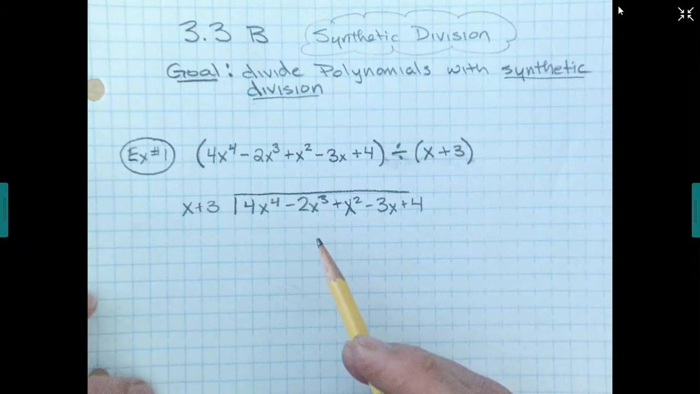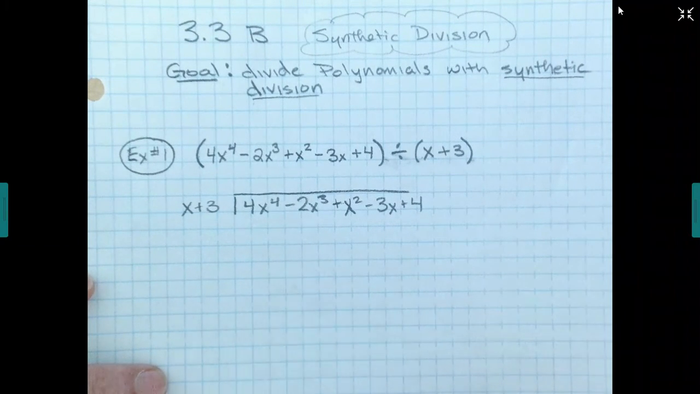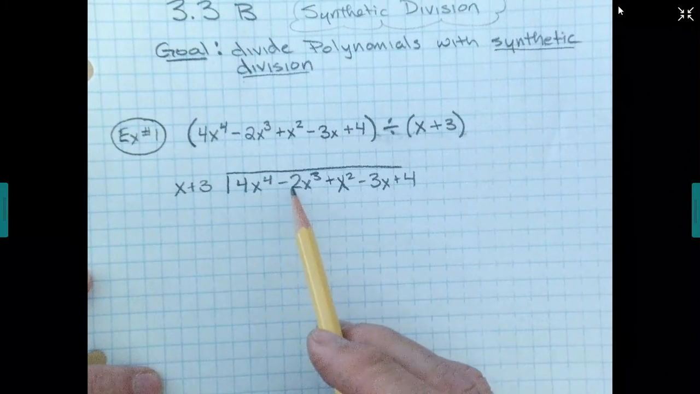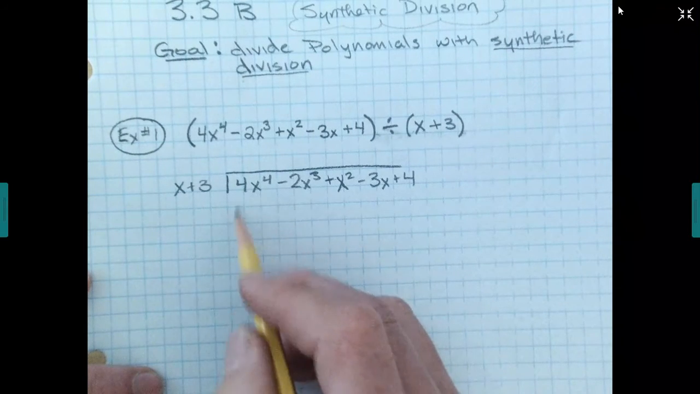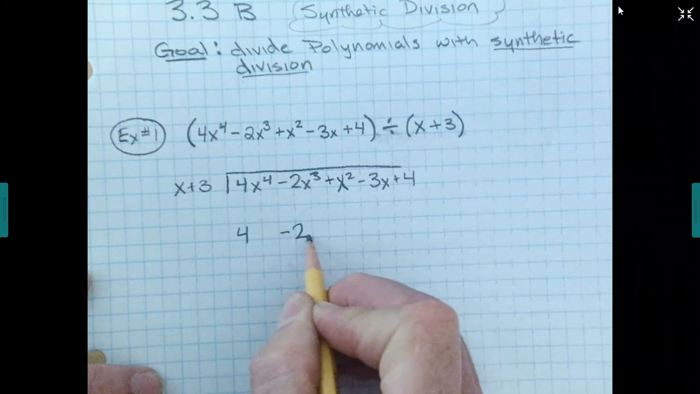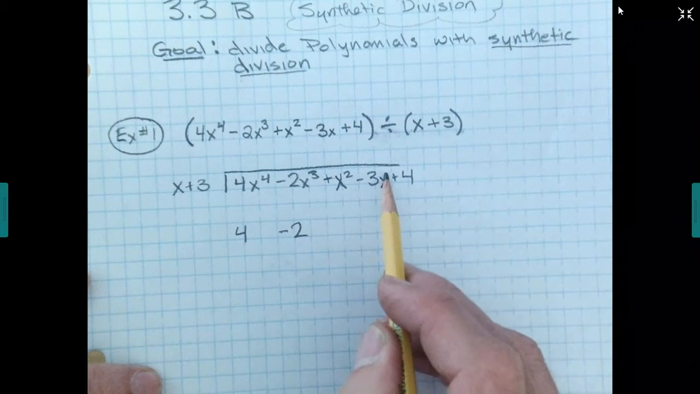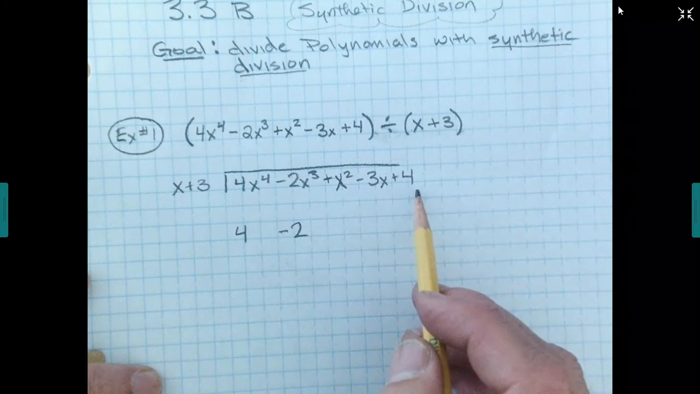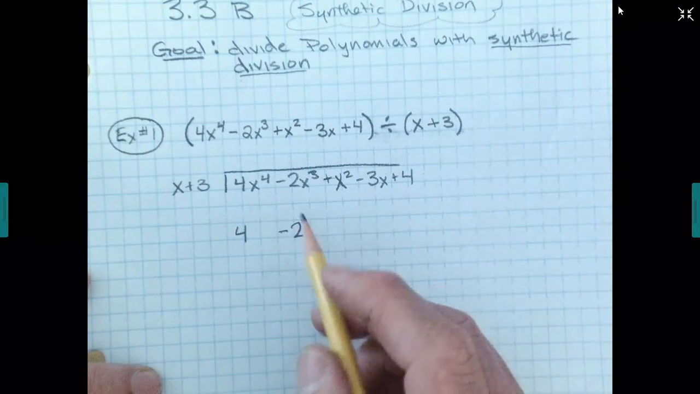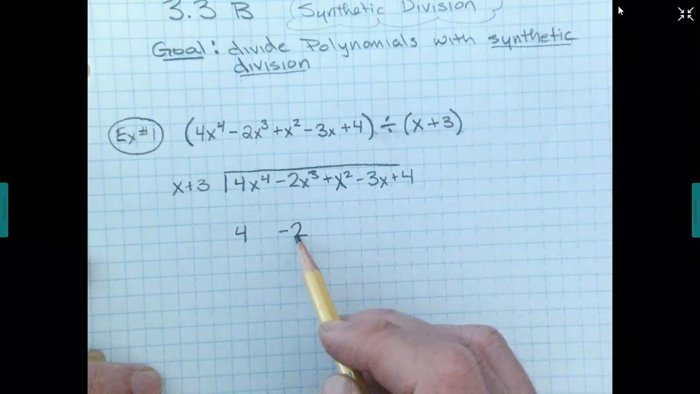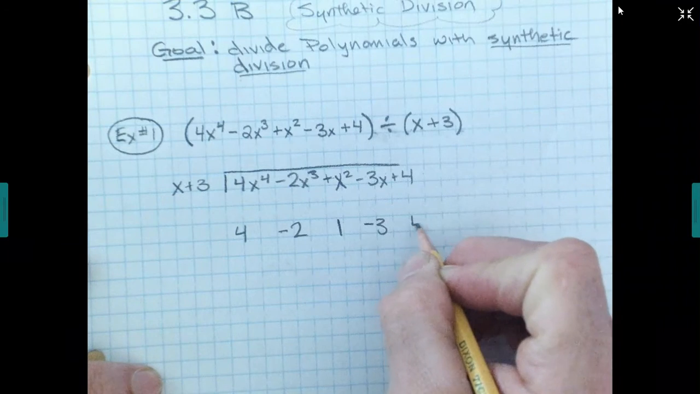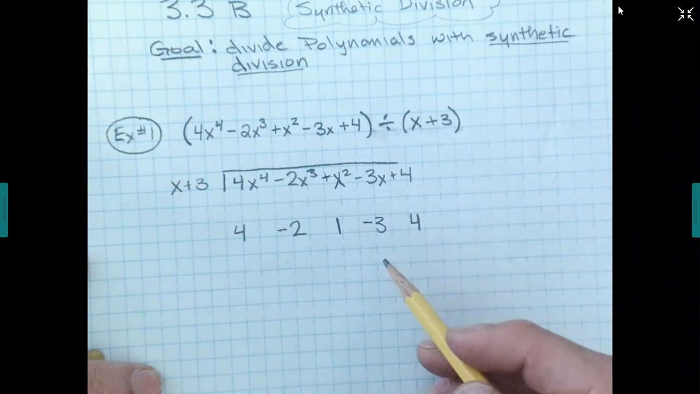Okay, so that's how we do it. Now, what we're going to do for synthetic division is we're just going to write the coefficients down. So my coefficients here, I have 4, I have -2. Now this goes 4, 3, 2, 1, 0, so I don't have to put in any fillers. If one of these was missing, I would have to put a 0 as a filler, but we'll look at that in a minute. So I got 4, -2, +1, -3, +4. So you see, I just wrote those down.